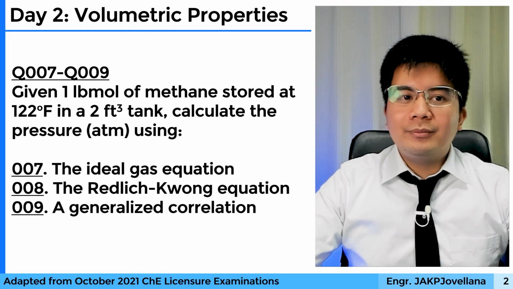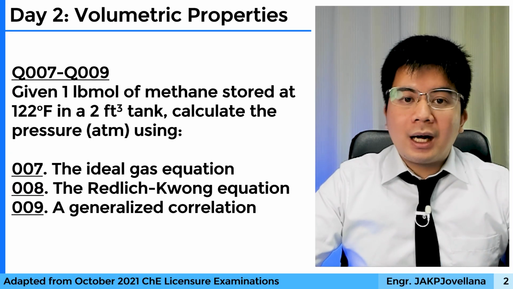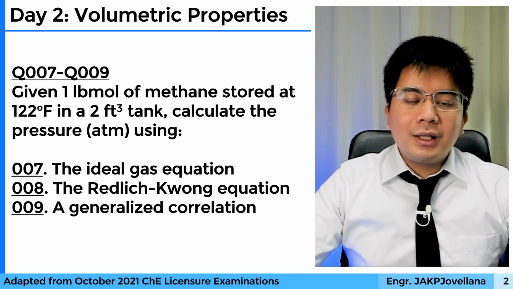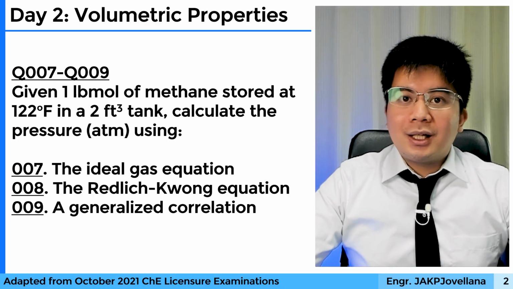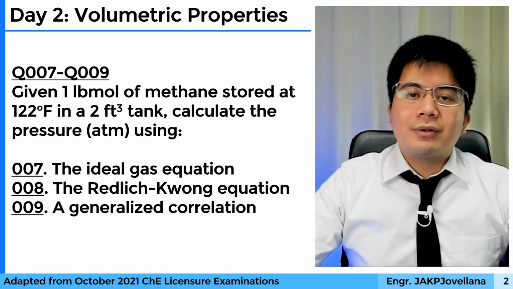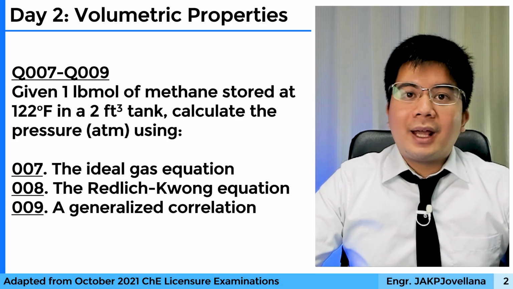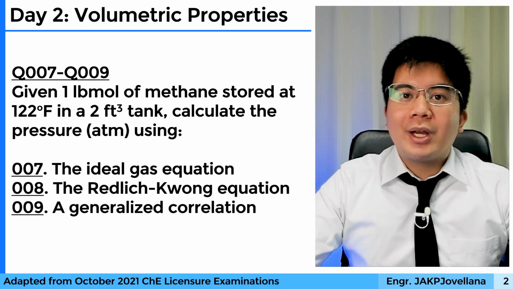So for our problem, given 1 pound mole of methane stored at 122 degrees Fahrenheit in a 2 feet cube tank, calculate the pressure in atmospheres using number 7, the ideal gas equation, number 8, the Redlich-Kwong equation, and number 9, a generalized correlation. We can check for the necessary equations from the Chemical Engineering Handbook, either the 7th, 8th, or 9th edition. So for question number 7, we'll use the ideal gas equation.